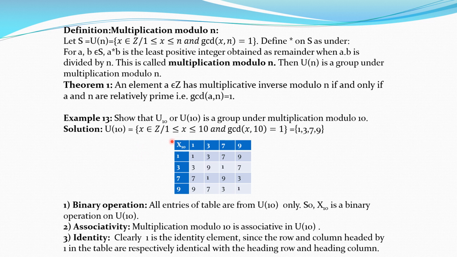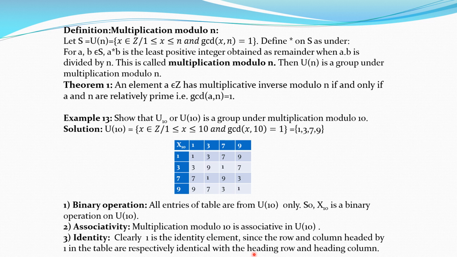Now the heading row is identical to this row, so the corresponding element is 1. Similarly, the heading column is identical with this column. The corresponding element of the heading row is 1. So 1 is the identity element.